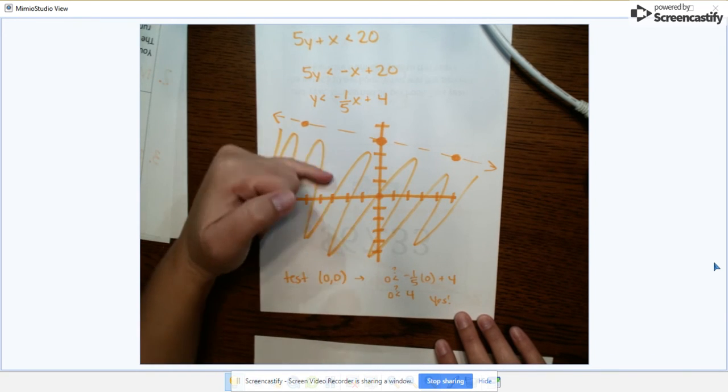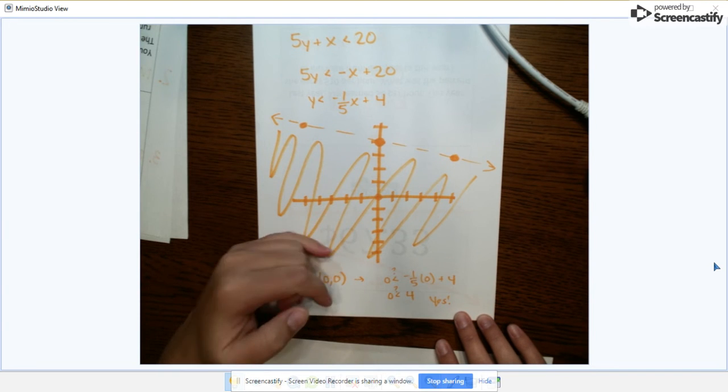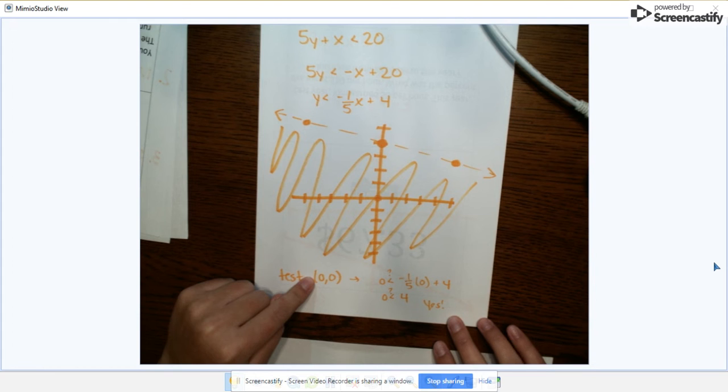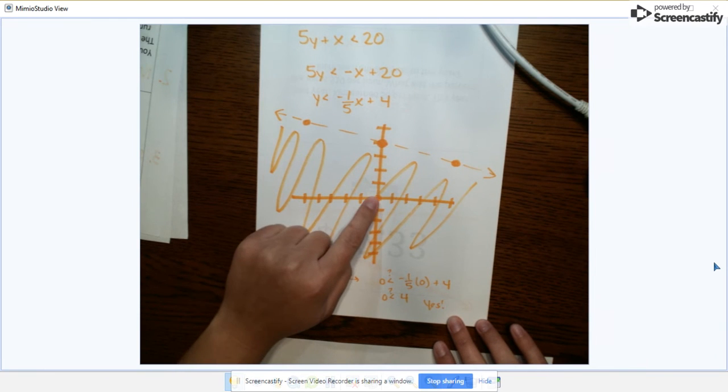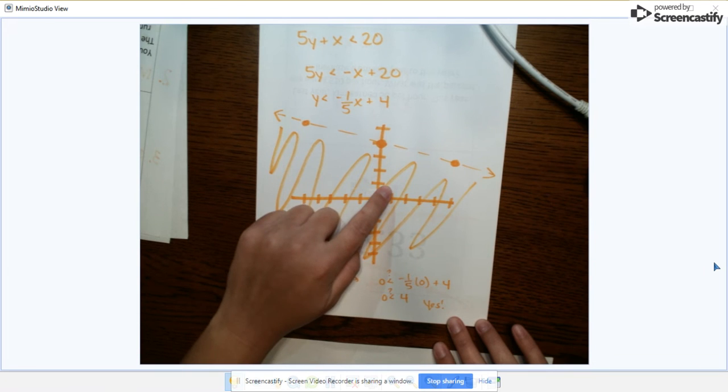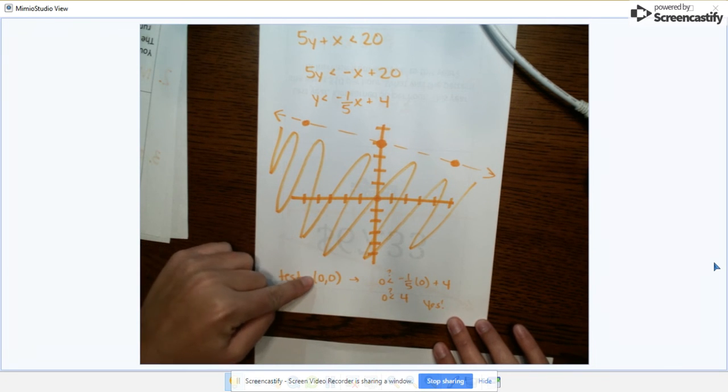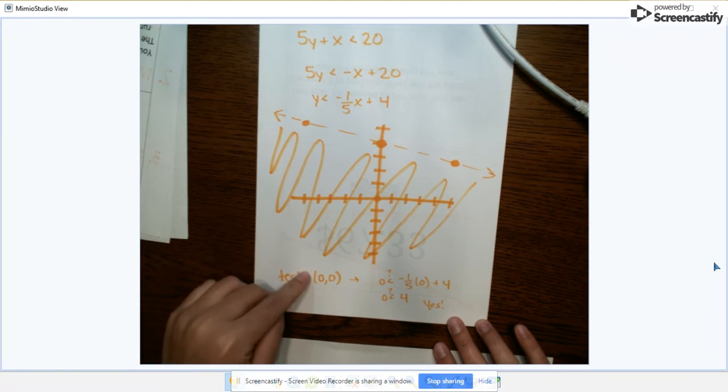So I shade this bottom part of my line. (0, 0) will always be a good go-to testing point unless the line goes through (0, 0), and then you can pick another easy point like (1, 1) or (2, 0). But I would recommend using (0, 0) as your test point unless your line goes through that point.